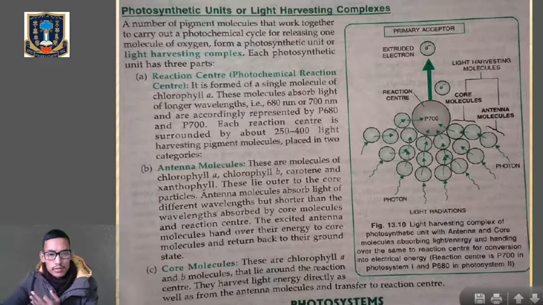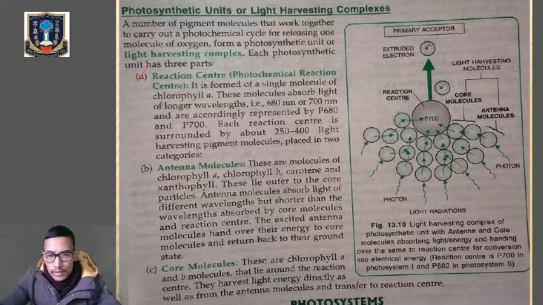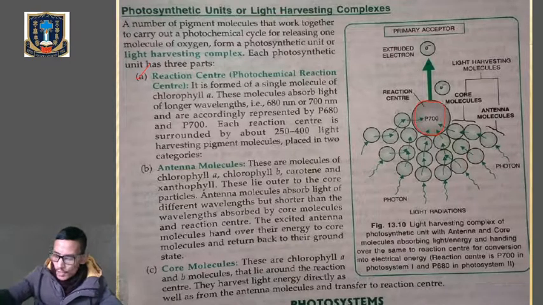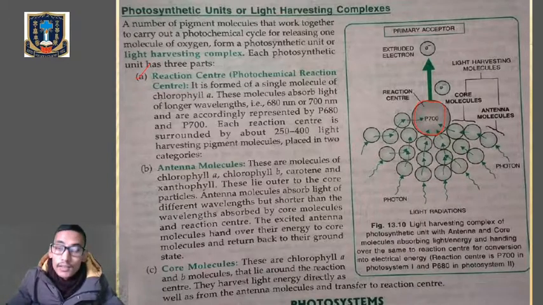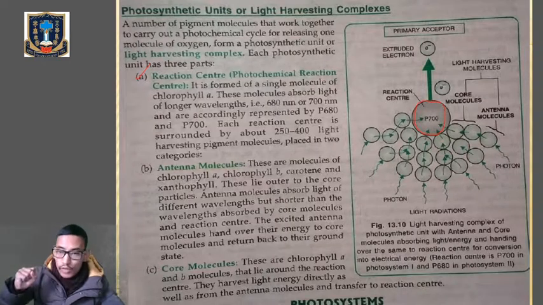First one is reaction center. So you can see over here, it's also called the photochemical reaction center. So here you can see P700, which is mainly the absorption spectrum of the pigment of photosynthesis. That means P700 means the wavelength of light which is being absorbed by the pigment, that is chlorophyll A. Okay, so it is formed of a single molecule of chlorophyll A.